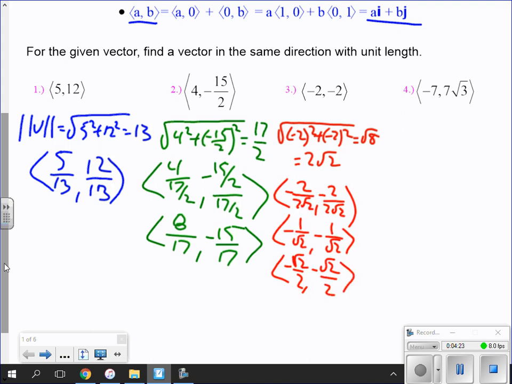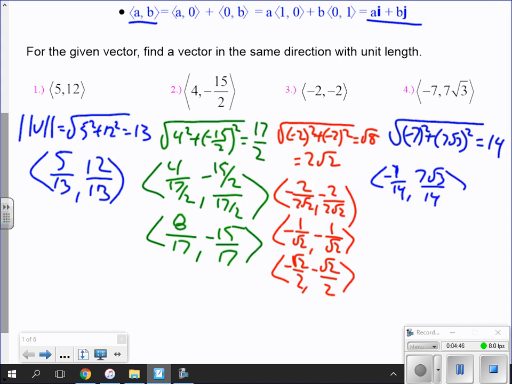And then last but not least, we do the same thing on this last one here. We have the square root of negative 7 squared plus 7 root 3 squared, and that ends up giving us 14. Not the square root of 14, but 14. So we have negative 7 fourteenths and 7 root 3 over 14, which should be recognizable as negative 1/2 and root 3 over 2.